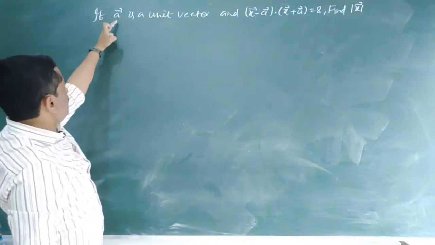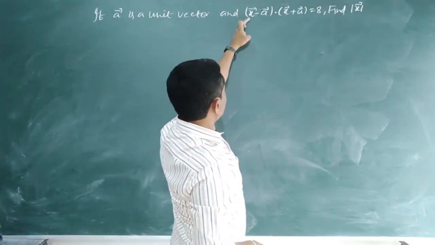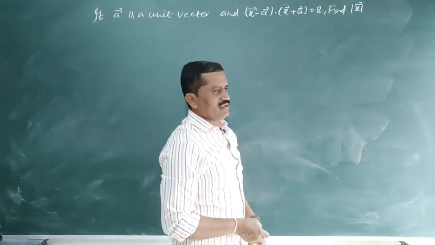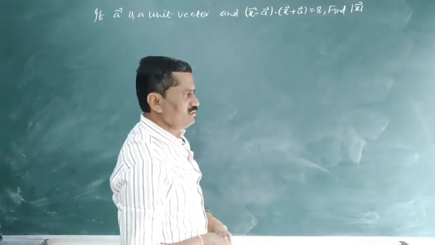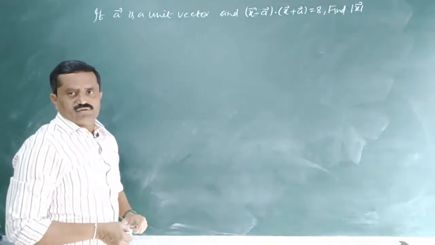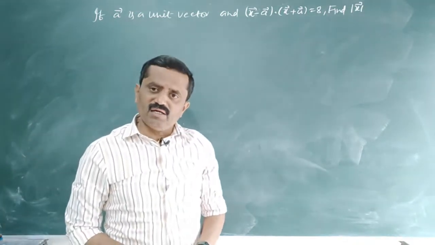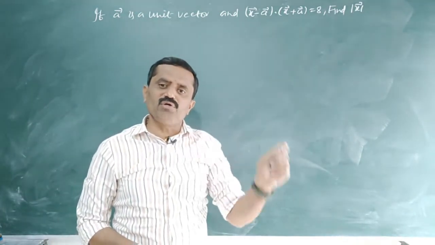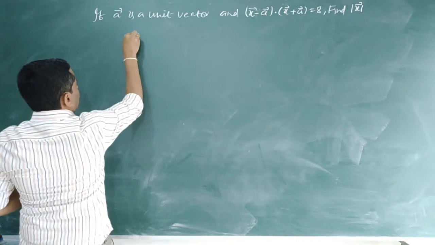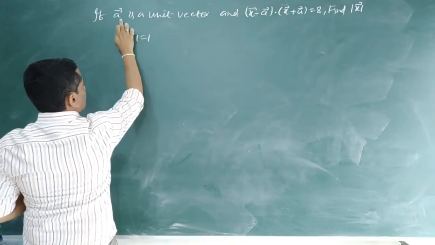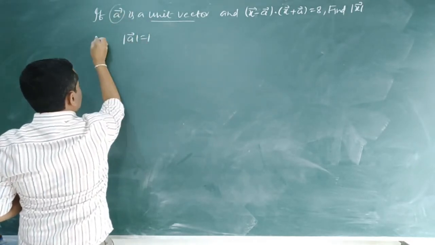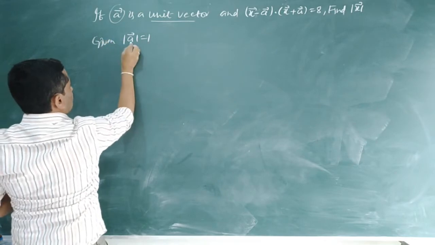Next, if a bar is a unit vector and x bar minus a bar dot x bar plus a bar is equal to 8, then find the magnitude of x bar. Here, he has given that a bar is a unit vector. For any vector to be a unit vector, its magnitude must be equal to 1. That means magnitude of a bar is equal to 1. Therefore, given that magnitude of a bar is equal to 1.